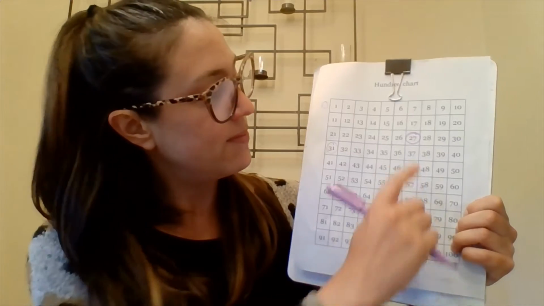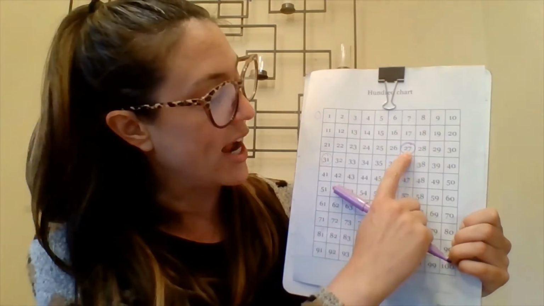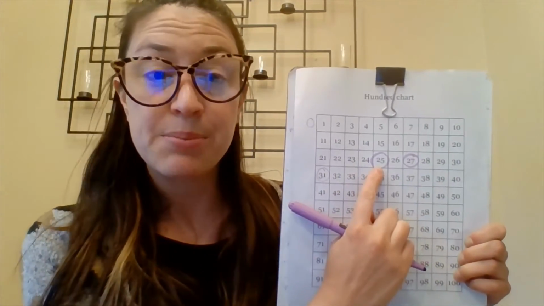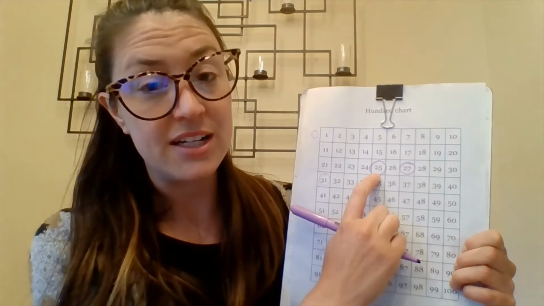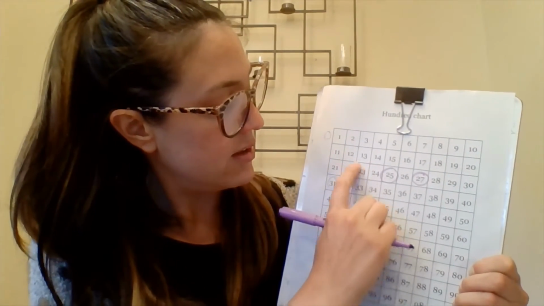Player 1 goes. From 31, they subtract 4. So they end on 27. 31 minus 4 is 27. Player 2's turn. They go from 27 and subtract 2. So player 2 has landed on 25. It's player 1's turn again. They're going to take away 5. 25 minus 5 is 20.